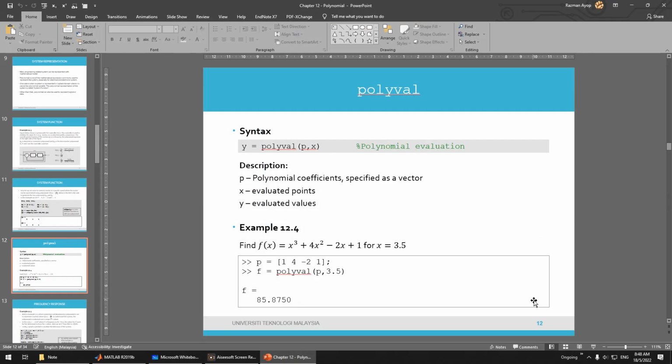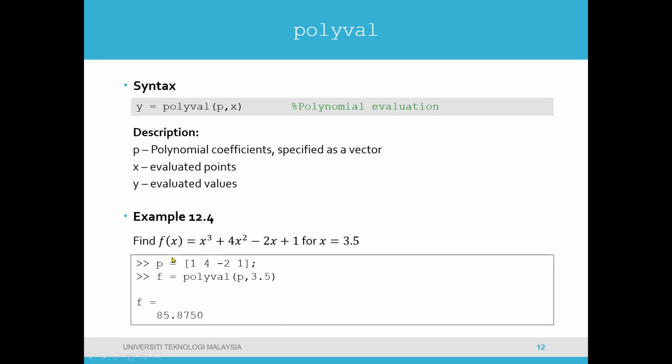So I give you an example here. You can see here, find f(x) equals 3x squared plus 4x cubed, 4x squared minus 2x plus 1, for x equals 3.5. x can be either a vector or just a scalar, either way depends on you. You change this into a vector, put the vector here and then put the value x. It will evaluate the value, so you will get the answer.